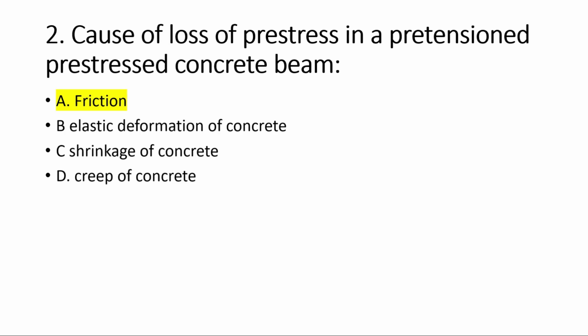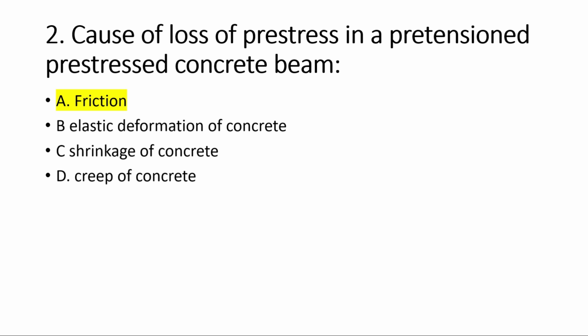Move on to the next question. The cause of loss of pre-stress in a pre-tension pre-stressed concrete beam is the friction. So we know the loss due to friction occurs only in post-tension beams, while the other losses, that is elastic deformation of concrete, shrinkage of concrete, and creep of concrete, occur in both pre-tension as well as post-tension beams. So here option A is correct.